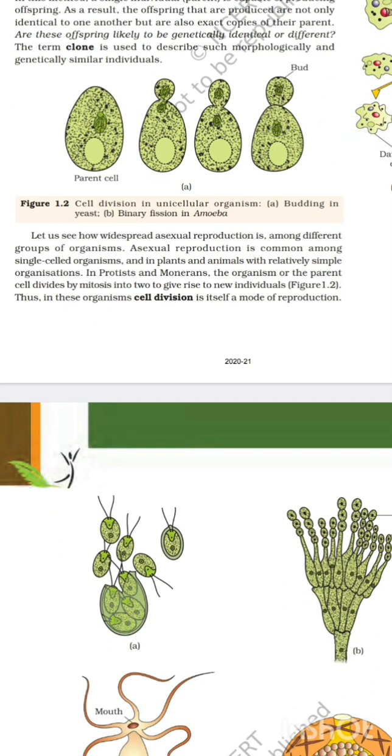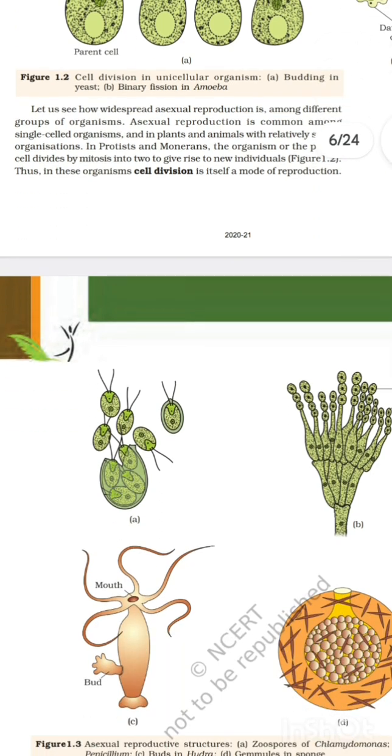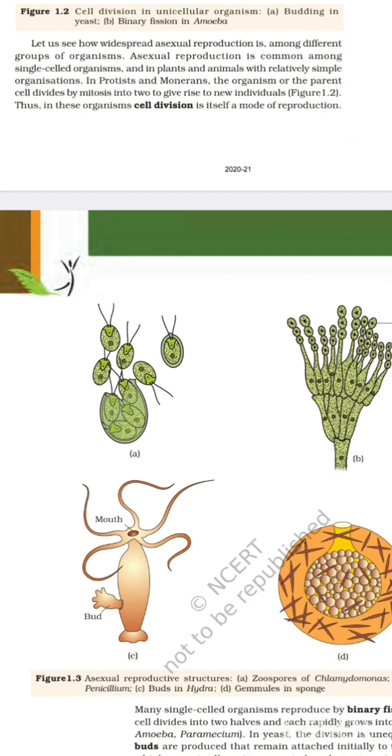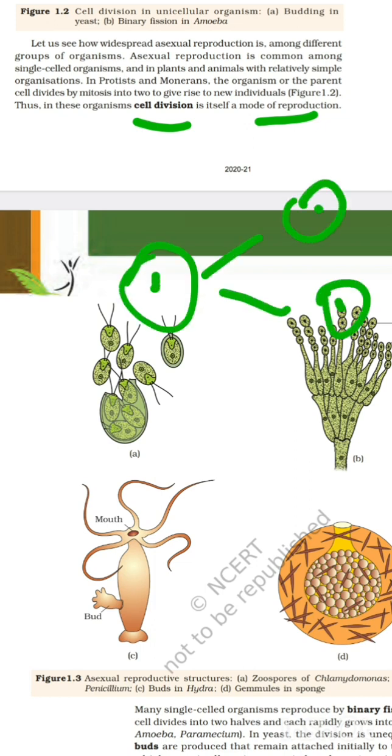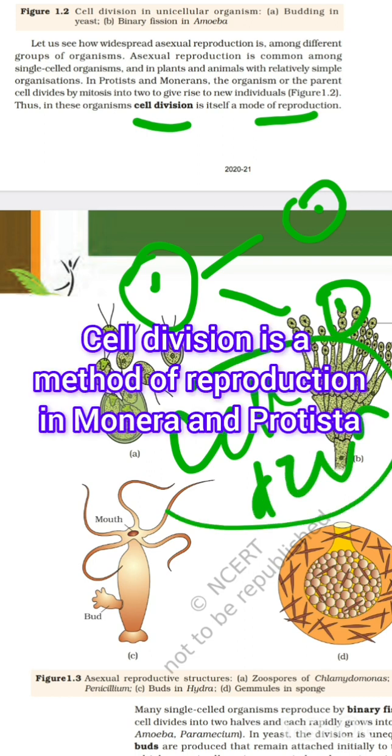Then let us see how widespread asexual reproduction is among different groups of organisms. Asexual reproduction is common among single-celled organisms and in plants and animals with relatively simple organization. In protists and monerans, the parent cell divides by mitosis into two to give rise to new individuals. Thus, in these organisms, cell division itself is a mode of reproduction. So in organisms like Monera and Protista, which are lower groups of organisms, cell division is a method of asexual reproduction. Here, a normal cell divides to form two cells.